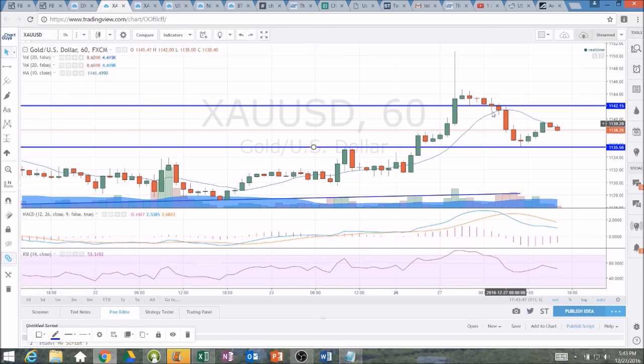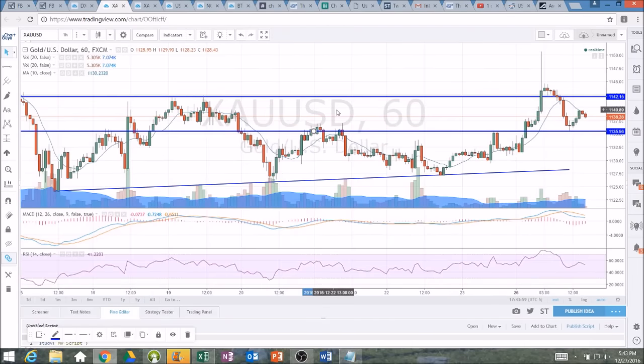But the key support now is the low of this consolidation following that breakout of 1135.61. We had some resistance at 1139.57. And I'd be looking up here at 1144.68.